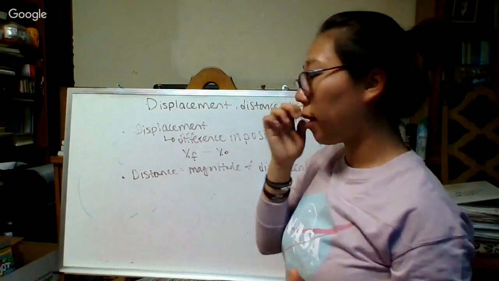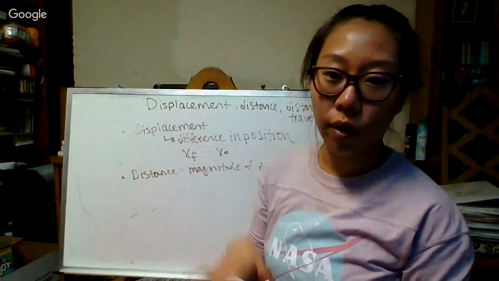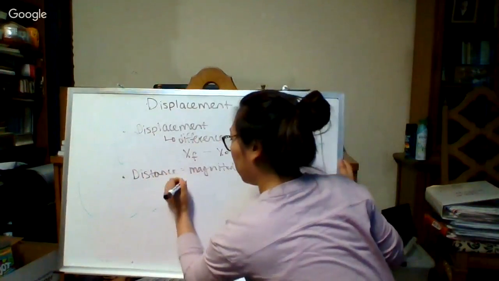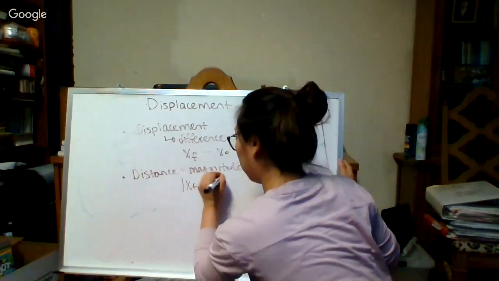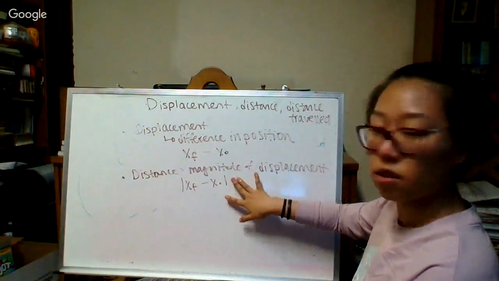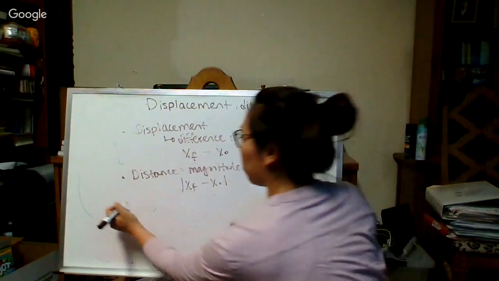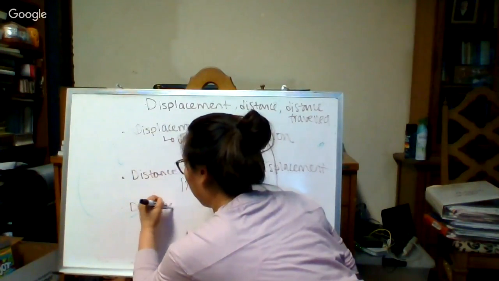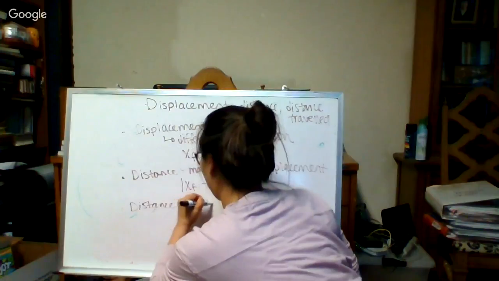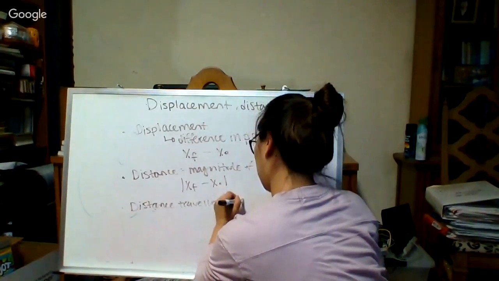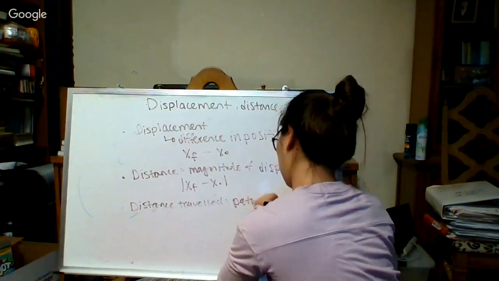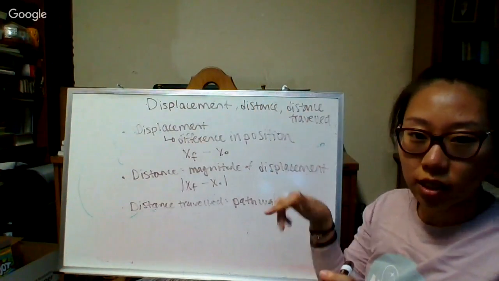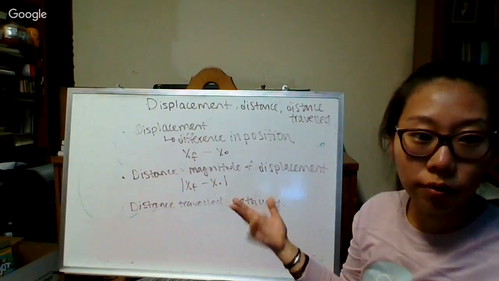And I will timestamp these, so if you only need it for one thing, you might want to come back. Distance is the magnitude of xf minus xo. And then distance traveled is your pathway. This is basically all the little paths that you have taken to get to wherever you are.